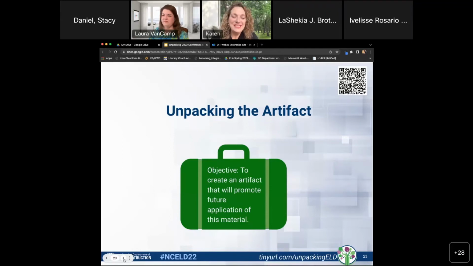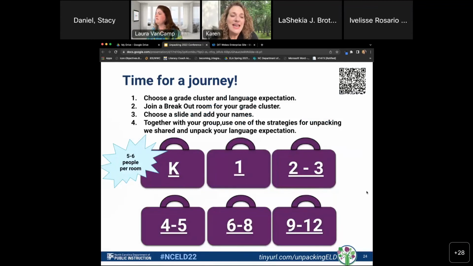We're going to move on to our next objective, which is to talk about the artifact that you're going to create to be able to come back to this information later and have it be meaningful and relevant. Again, there's that QR code if you need to get to the slide deck, for anyone who might have come in late. We have different grade level areas. So what I would like you to do is think about a grade area that you would like to explore. And each one of these suitcases will take you to the unpacking document for that grade level area.